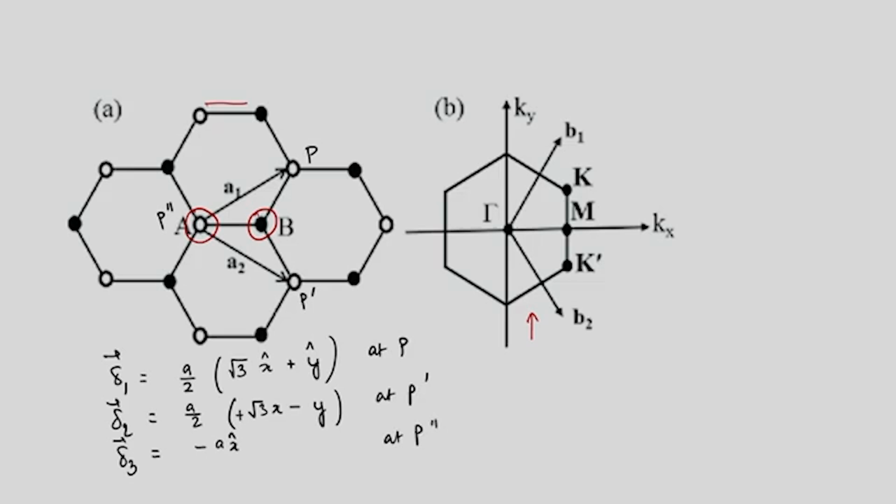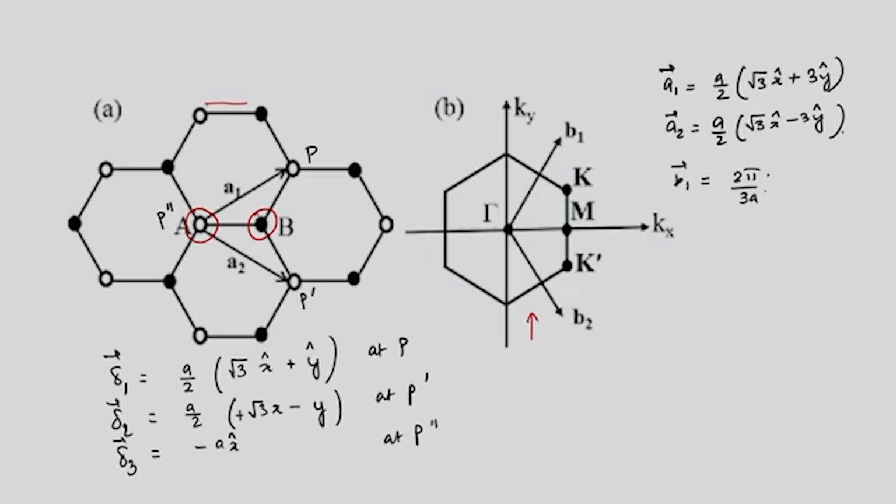And we can write down the A1 and A2 vectors as A1 equal to a by 2 root over 3 x cap plus 3 y cap, and A2 equal to a by 2 root 3 x cap minus 3 y cap, and similarly the B1, B2, which are the reciprocal lattice vectors, can be written as 2 pi over 3a and root 3 k x cap plus k y cap, and B2 would be 2 pi over 3a and root 3 k x minus k y cap.